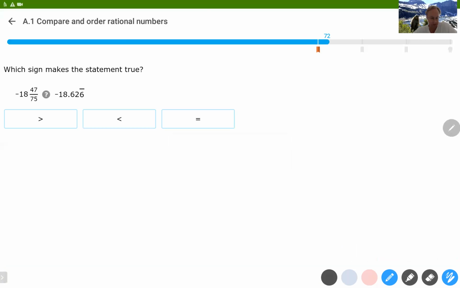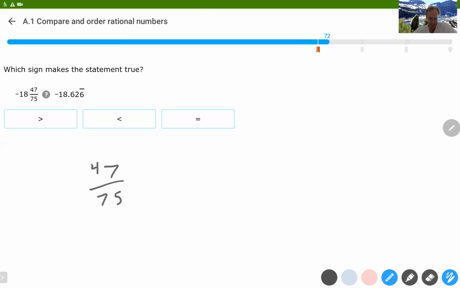All right, well, that took a while, didn't it? Which sign makes the statement true? Now this time we've got some pretty wild decimals here. Some people are just going to grab their calculator and take 47 divided by 75. Be careful, make sure you divide it correctly. Let's see if we can simplify it any. Since 47 is a prime number, this can't be reduced.